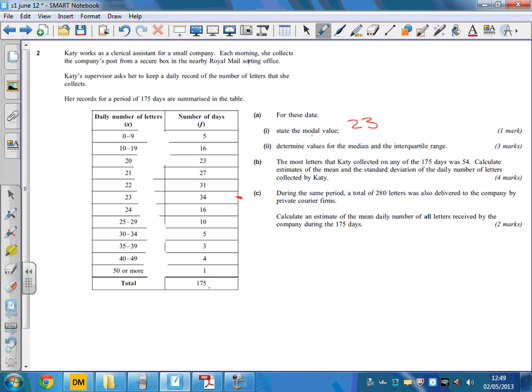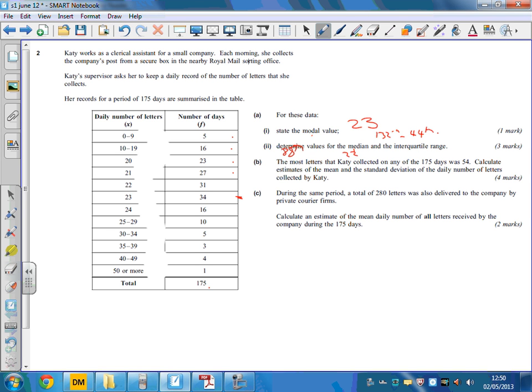Half 175, we're looking for the 88th one here. And the 88th one, you can count down until you get there. Count down until you get to the 88th one. It is 22. The interquartile range, well, we're going to want the 44th one. That's the lower quartile. And we're going to need to take that away from the 132nd one to try and find out what the interquartile range is.